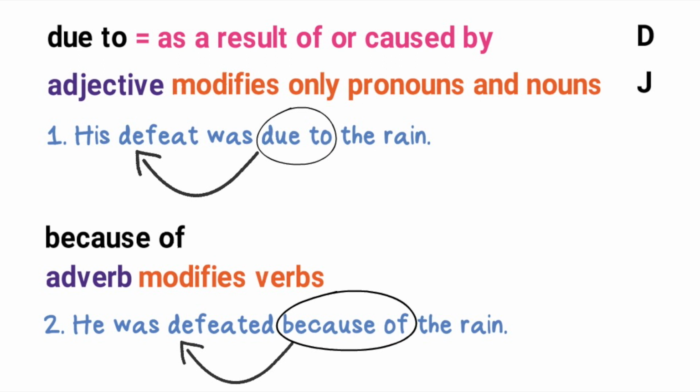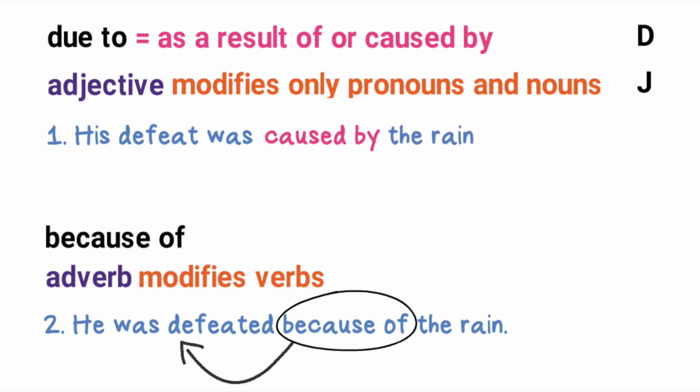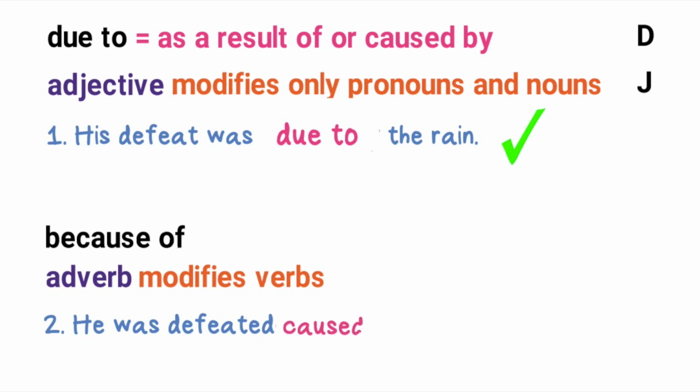A quick tip is to substitute caused by in the sentence. If it works, you need due to. If it doesn't, you need because of. So in the first sentence, we replace due to with caused by, and we get his defeat was caused by the rain. Great, this works. So due to is correct. Whereas in the second sentence, we replace because of with caused by, and we get he was defeated caused by the rain. This doesn't work, so we stick with because of.